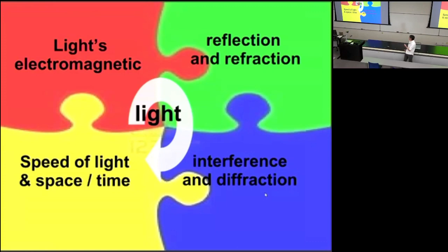Today we're going to start discussing one important class of properties of light, which is the reflection of light and the refraction of light. In a week or so, we'll start discussing other important properties of light, the interference of light and the diffraction of light. And then we'll return to the speed of light, something we've already mentioned when we discovered that light's an electromagnetic wave. And we'll discover what the speed of light says about the nature of space and time. So we've got a handful of classes on light as we walk around this little map here.